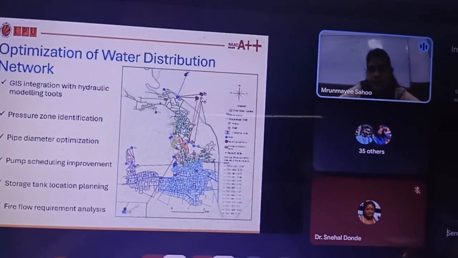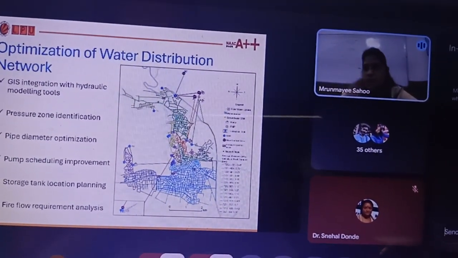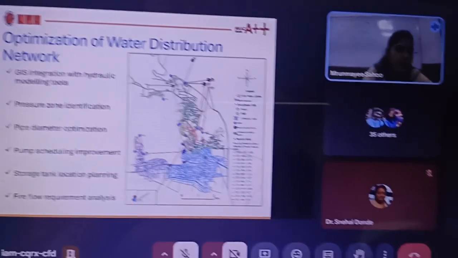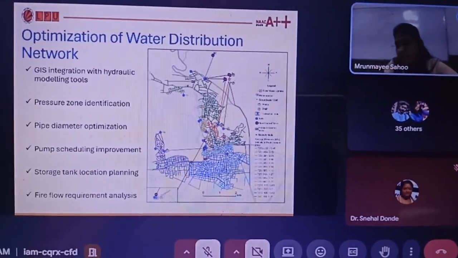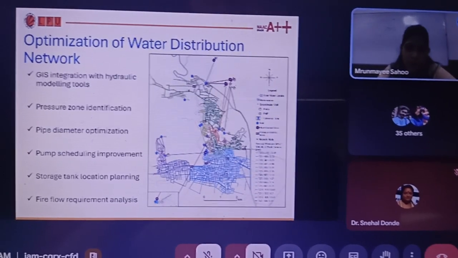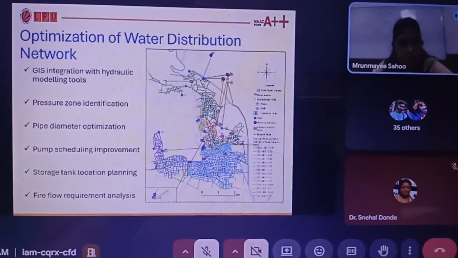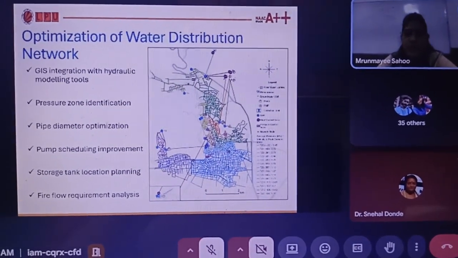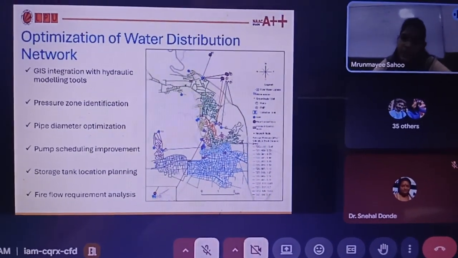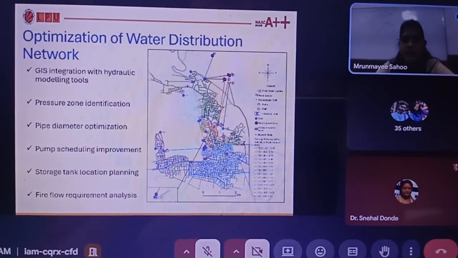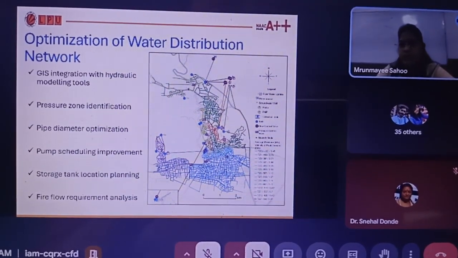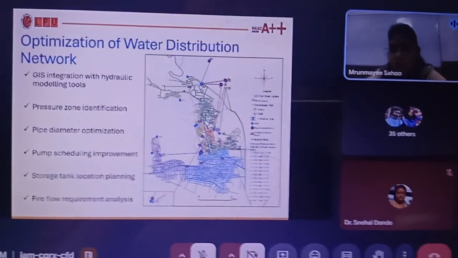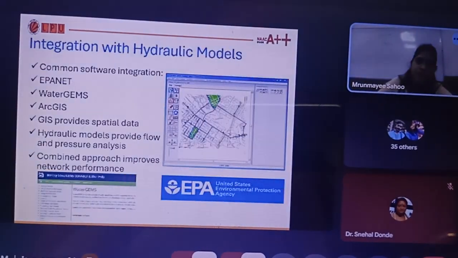Then storage tank, which I have said, overhead tanks are placed in hilly areas, at a top, and in your area inside your parks, near to the parks. If you have parks near to an area, obviously there will be a water tank inside it. Similarly, fire flow requirement analysis also we do for any kind of fire hazard, and that is again not included inside your daily water distribution network. That is a separate calculation we do, but we integrate with GIS.